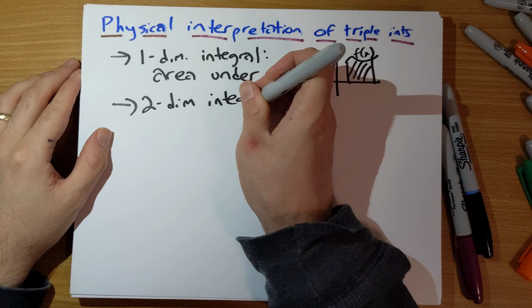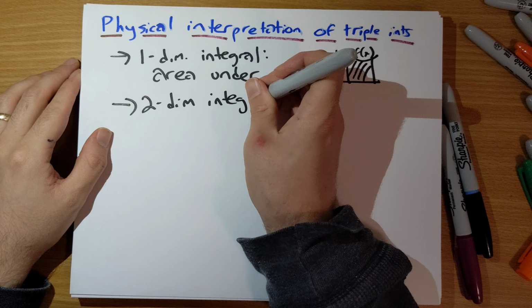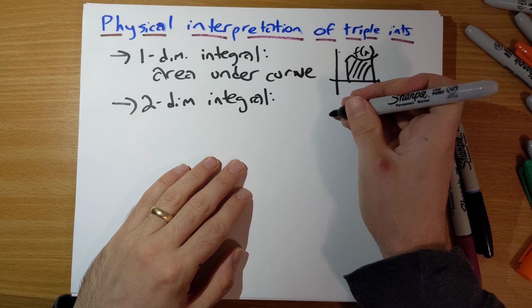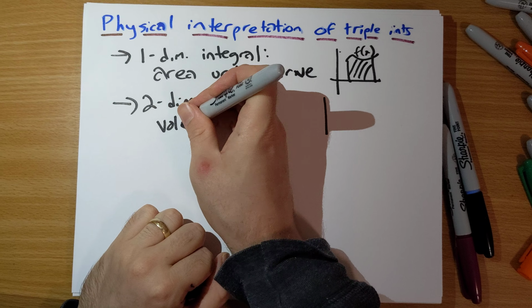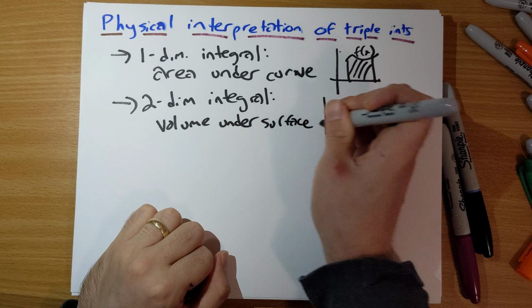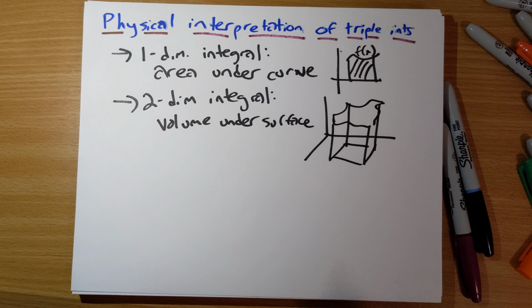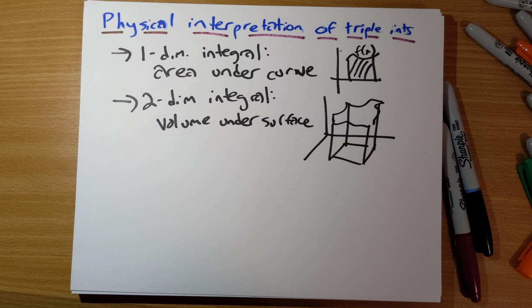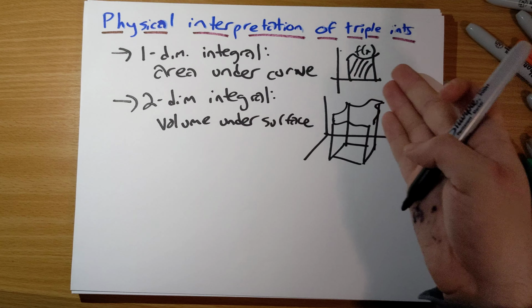If we have a two-dimensional integral, a double integral, then the idea here is that we usually are thinking about volume under a surface. So here is some surface, and just like a Riemann sum style definition of a definite integral gives you area under the curve, the Riemann sum style definition of a two-dimensional integral gives you the volume under the surface.